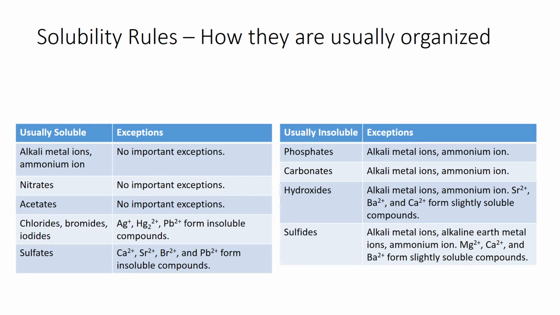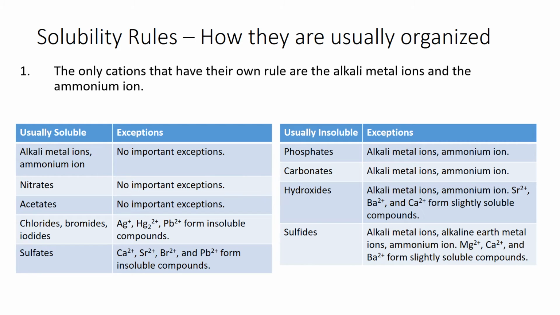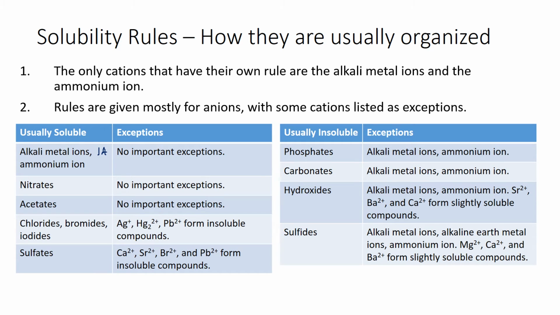More detail about how they're usually organized. The cations, again, are just the alkali metals, and make sure you distinguish the difference between alkali metals and alkaline earth metals. Group 1A are the alkali metals. Group 2A are not covered by this rule. They are alkaline earth metals. So the only thing that's covered by that cation rule are the alkali metal ions, and the ammonium ion is included along with them. All the rest of these are anions, and any other cations are listed as exceptions only.